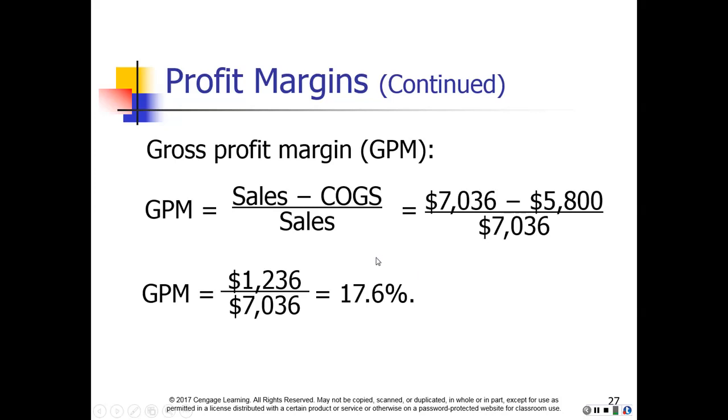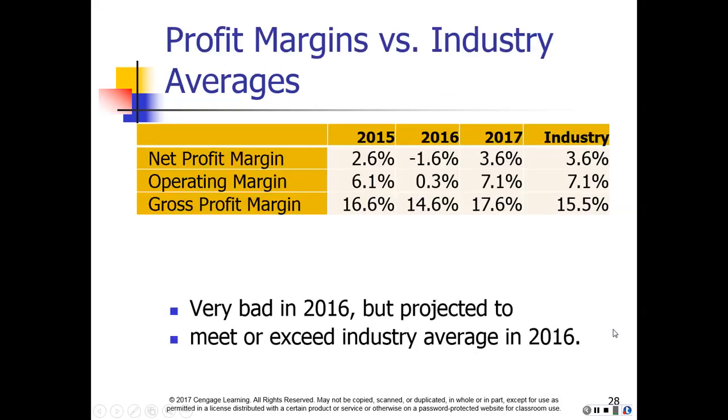Then the gross profit margin is sales minus the cost of goods sold divided by sales. That's the gross profits. It's 7036 minus 5800 over 7036, and so this is just cost of goods sold and doesn't include depreciation or anything like that, just the variable cost. And the gross profit margin is then 17.6%.